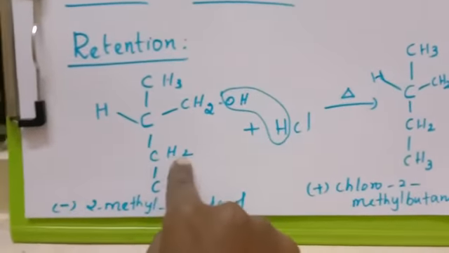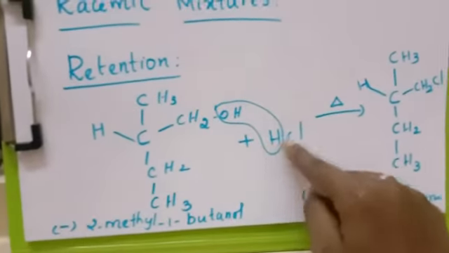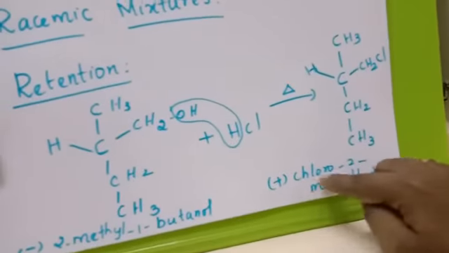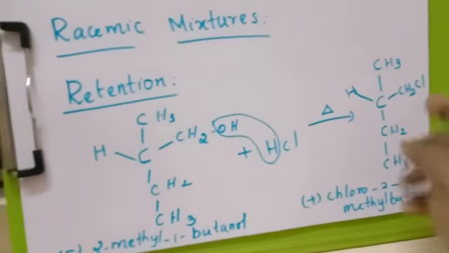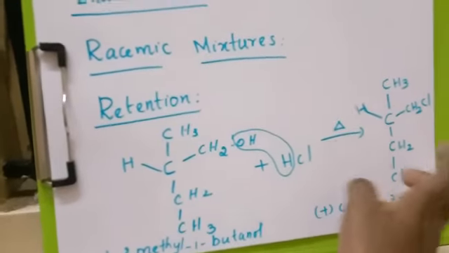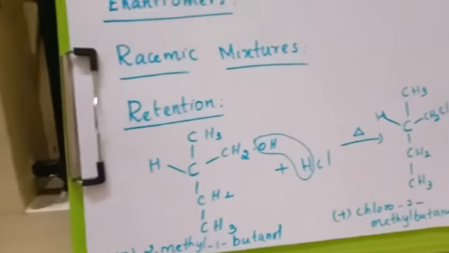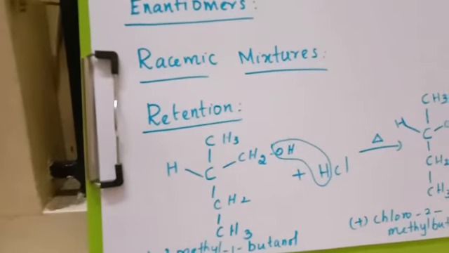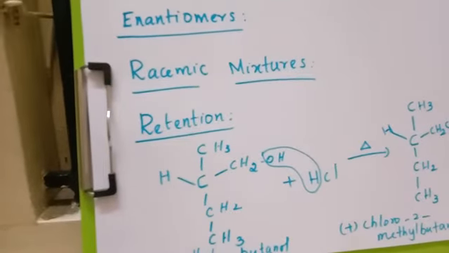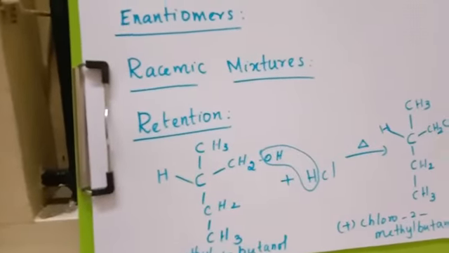For example, the compound 2-methyl-1-butanol has only the OH group present. It will react with hydrochloric acid on heating and we get another molecule, chloro 2-methylbutane. The only difference is that this OH reacts with HCl, a water molecule is liberated and Cl is attached here. So the relative spatial arrangement of bonds to the asymmetric center in the chiral molecule remains the same before and after the reaction. So this reaction is known as retention of configuration.